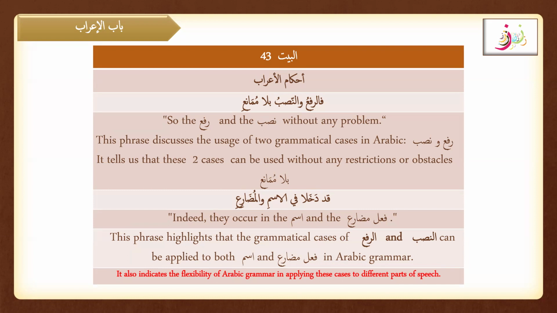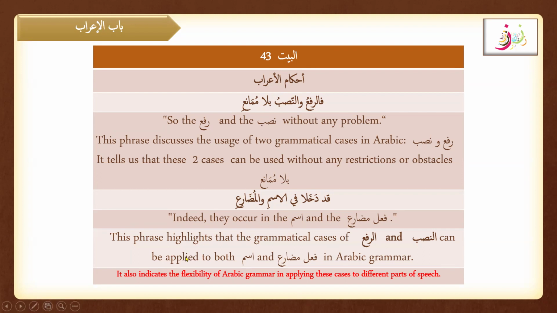We know that when we do the i'rab, fi'l madi is mabni on something like the sukoon, or you can say the fatha, the wow, or the dhamma. Here he is telling us about the fi'l or the ism on which these rafa and nasab states apply. But specifically, he is telling us that for fi'l mudari, the nasab state is going to work.